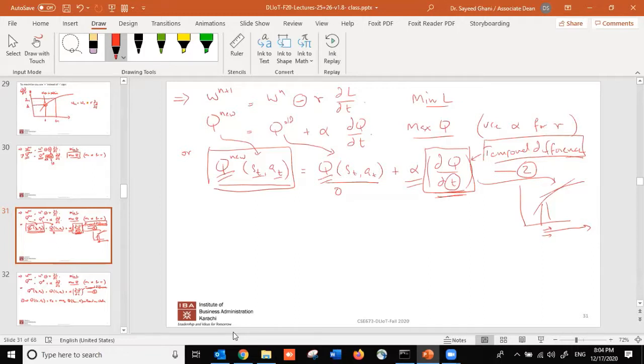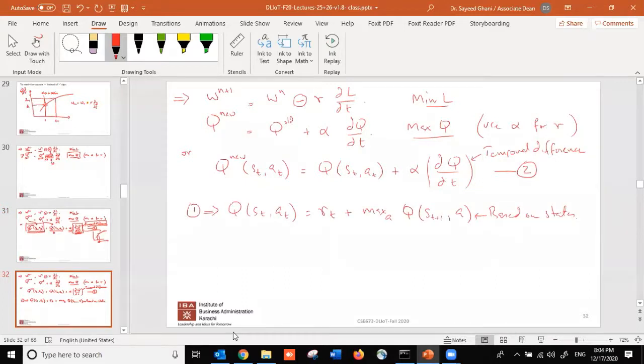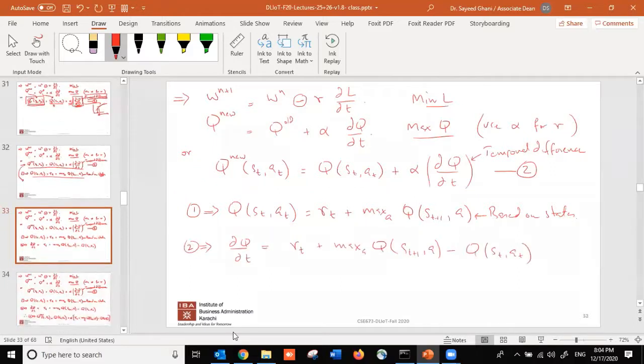Yes, sir. Okay. Now what we're going to do is we're going to combine these two equations. Okay. And what we're going to say is that this was the previous equation, which was based on movement, based on states. And this is the equation which is based on time. And what we're going to try to do is combine these two equations, and this is the equation that we're going to try to get. We're going to be able to find out what is the value of dq by dt. Okay, because we don't know what this is.